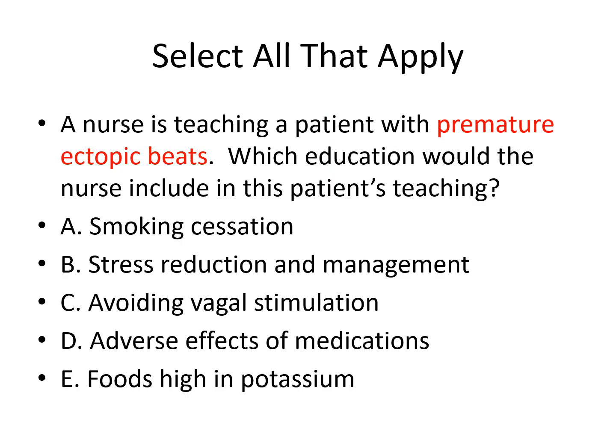Another select all that apply. A nurse is teaching a patient about premature ectopic beats. Which education would the nurse include in this patient's teaching? Well, the answers would be smoking cessation, absolutely, okay, and stress reduction and management, and adverse effects of medications. So there are 3 correct answers. The other 2 have nothing to do with premature beats, but smoking, stress, and perhaps adverse effects of medications would be important to teach the patient about.